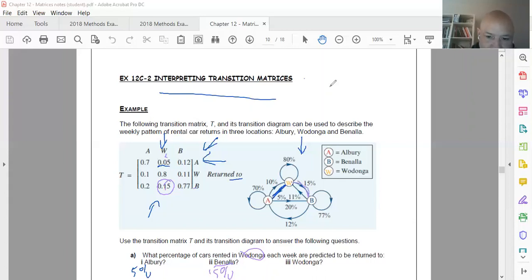And the last one is from Wodonga to Wodonga. Wodonga to itself, 80%. 0.8 is 80%. There it is there. Okay, 80%. So it's very easy, as long as we understand what we're doing.